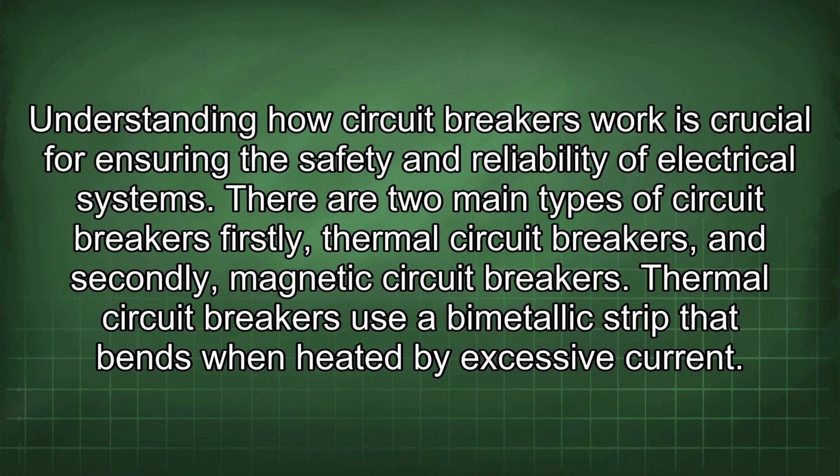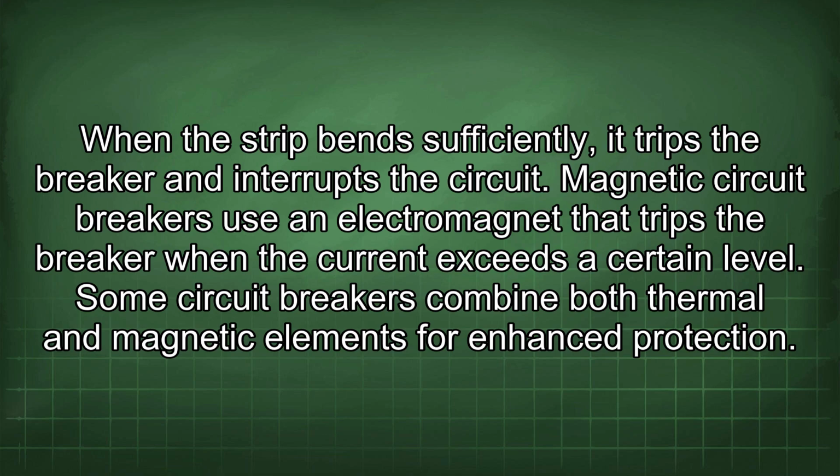Thermal circuit breakers use a bimetallic strip that bends when heated by excessive current. When the strip bends sufficiently, it trips the breaker and interrupts the circuit. Magnetic circuit breakers use an electromagnet that trips the breaker when the current exceeds a certain level. Some circuit breakers combine both thermal and magnetic elements for enhanced protection.